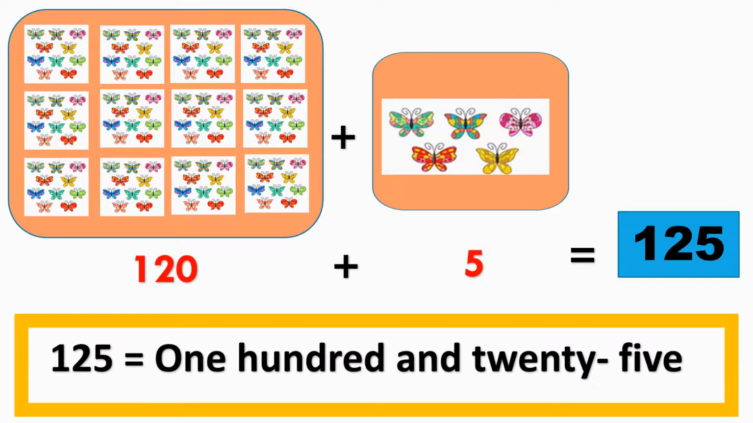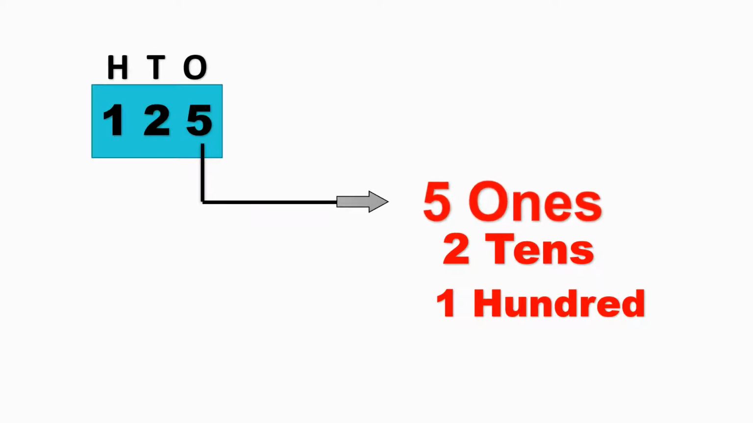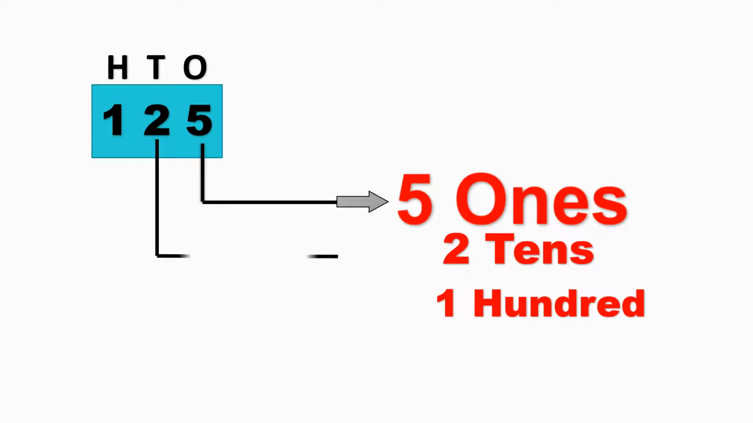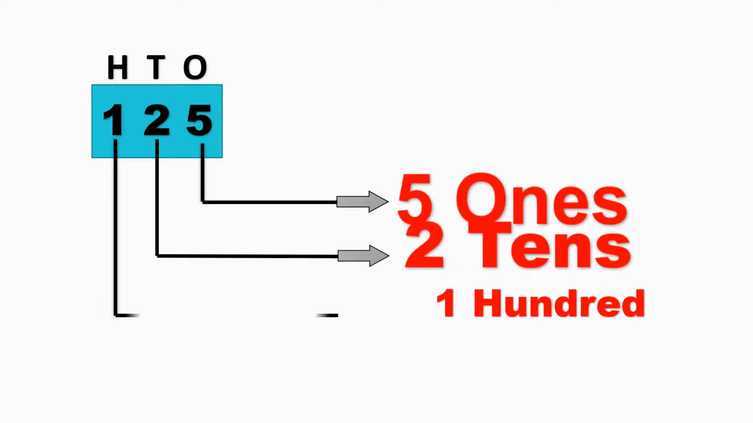ONE 1, HUNDRED 100, AND TWENTY 20, FIVE 5, 125. Now let's see the place value of 5. 5's place value is 5 ones. 2's place value is 2 tens. And 1's place value is 100.